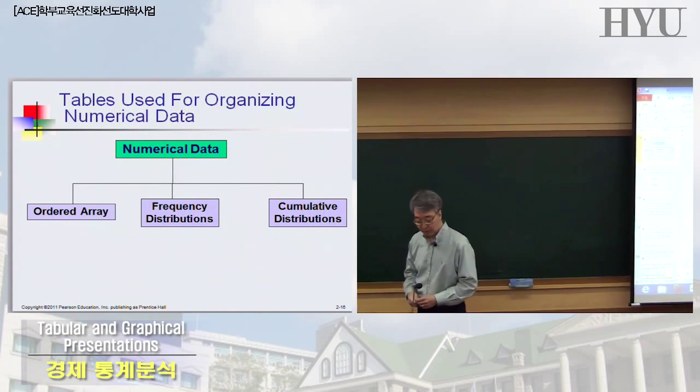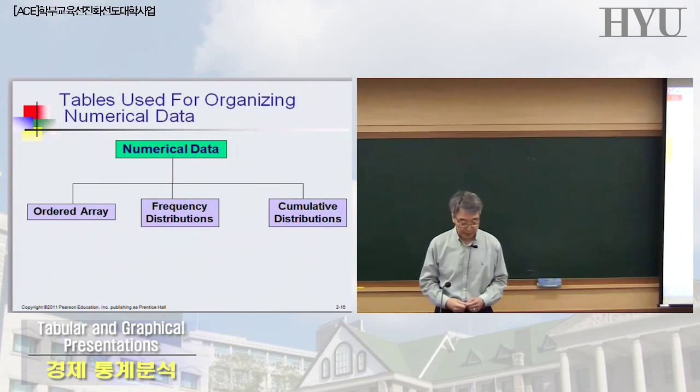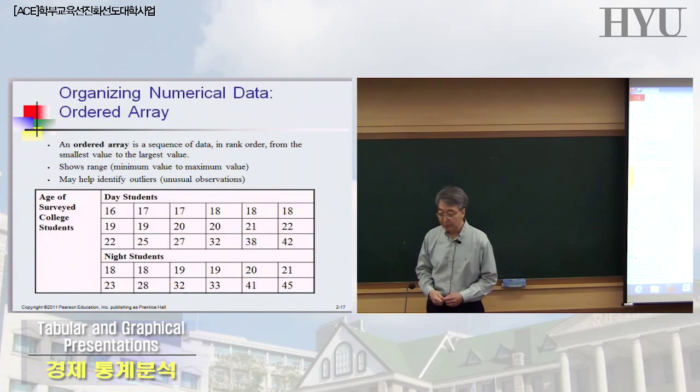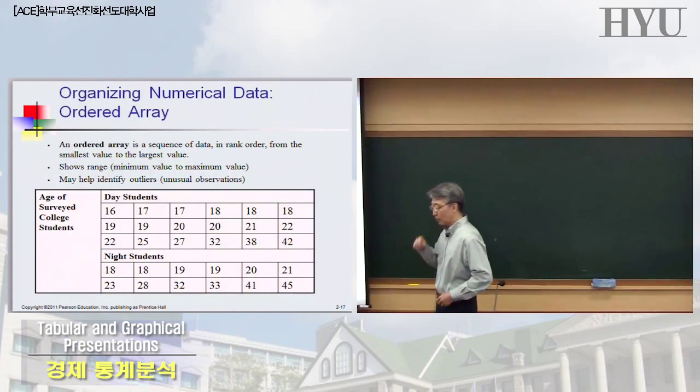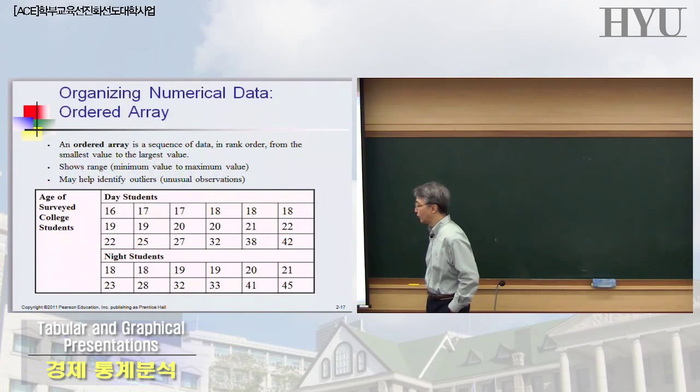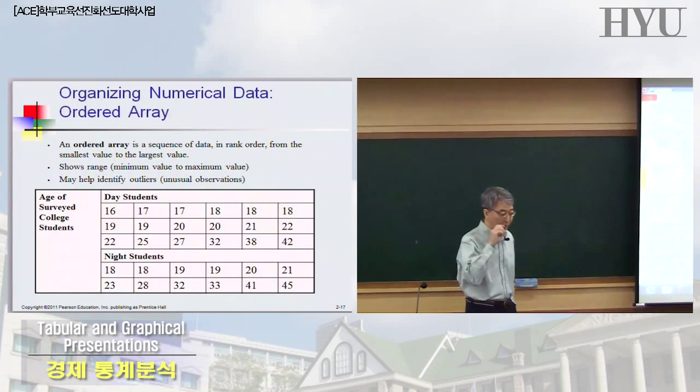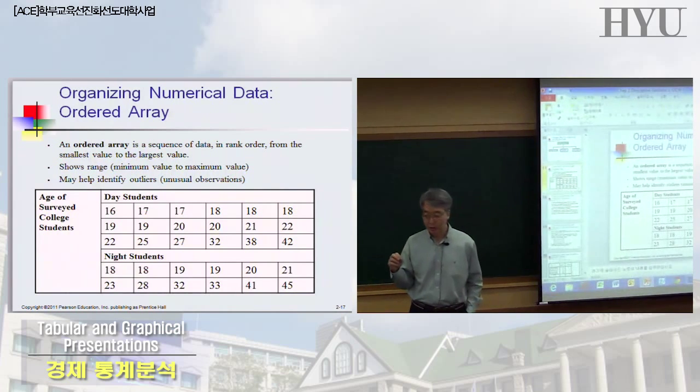All right, we can move on to the numerical data or quantitative data, okay? And we can start with the ordered array. Once again, we start with the most primitive and simplest form of presenting the data, which is the ordered array, okay? An ordered array is simply a sequence of data in rank order from the smallest value to the largest value. So basically you sort all the numbers and rearrange them from the smallest to the largest, okay?